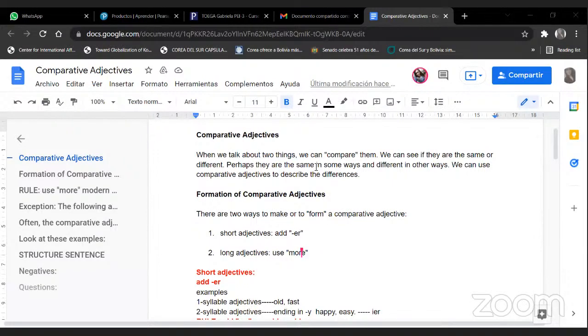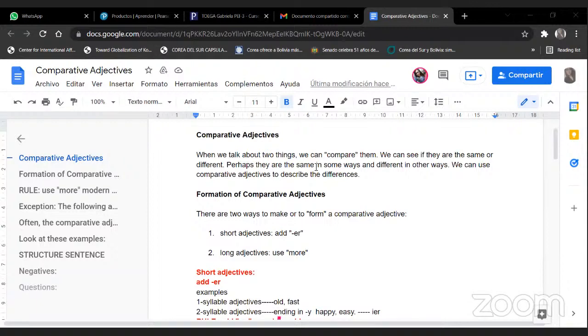So let's start first with the short adjectives, where we have to put ER. It has one syllable adjectives, for example, old and fast, okay? So these are two short adjectives where, if we want to make the comparative of this, the only thing that we will do is add ER. So old, older, and fast, faster, right? Más viejo, más rápido, okay?